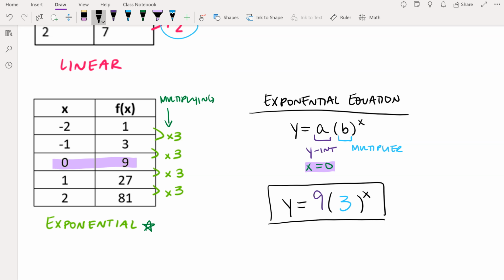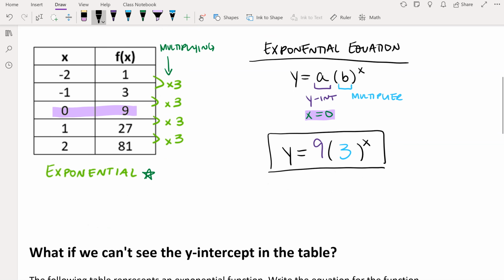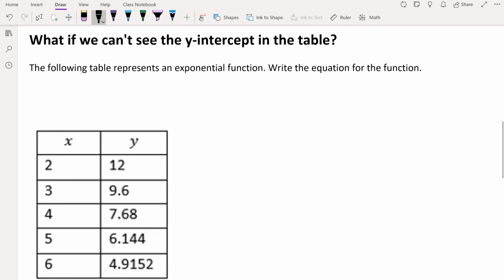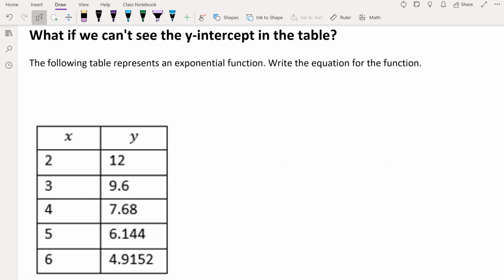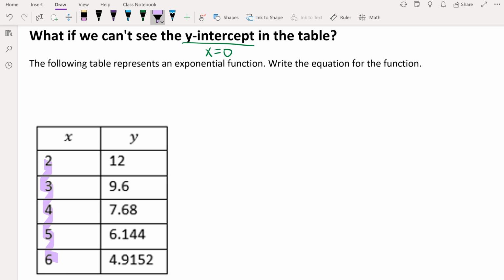Okay, so let's talk about a trickier version of this problem now. What if we can't see the y-intercept in the table? So remember, the y-intercept was where x equals 0. Well, in this table, can we see anywhere where x equals 0? No. So what do we do? Well, we need to finish our table. We need to actually find the y-intercept.